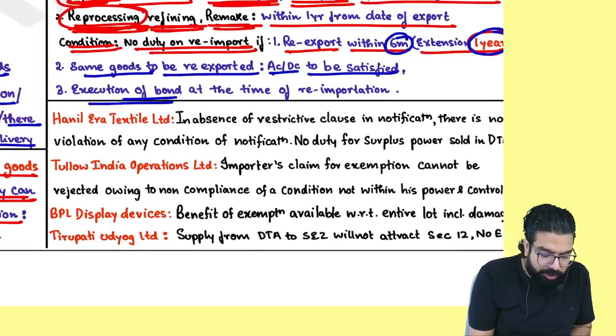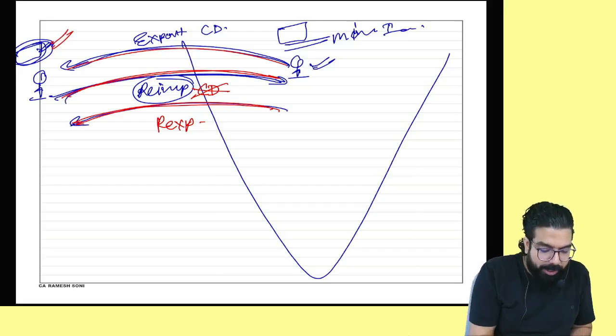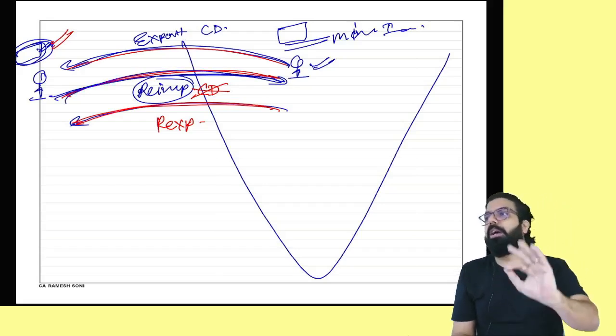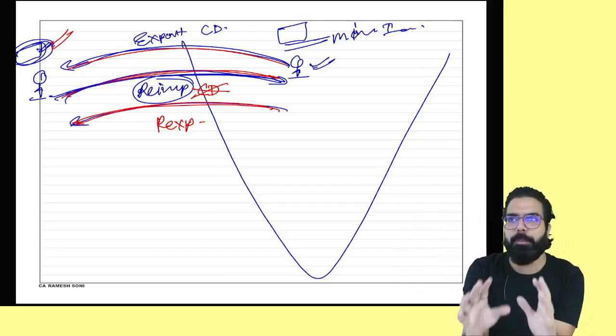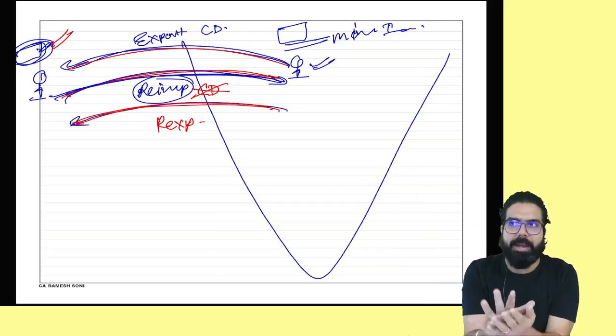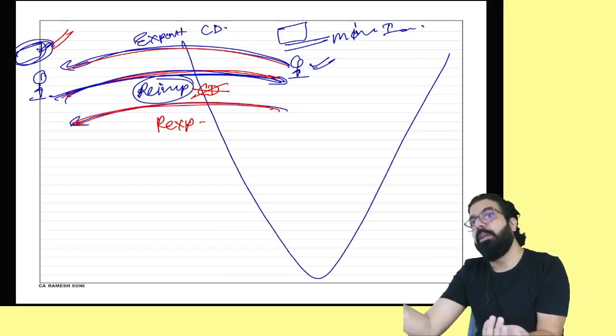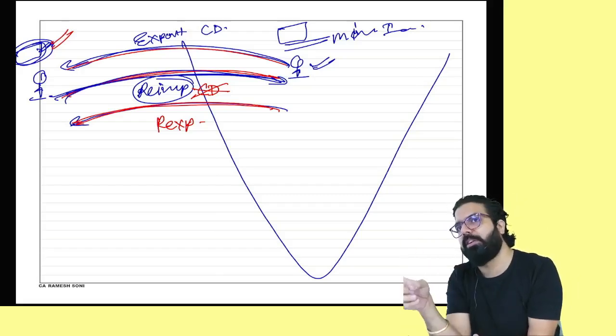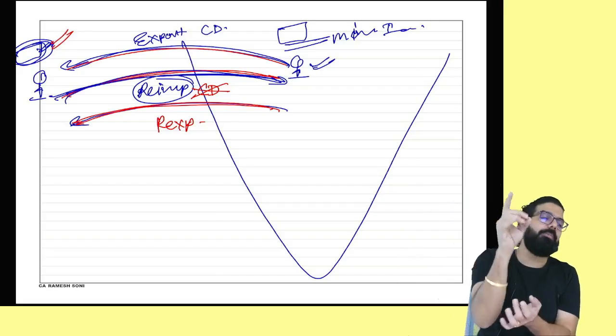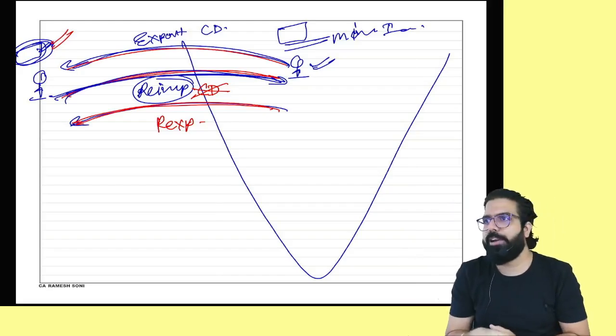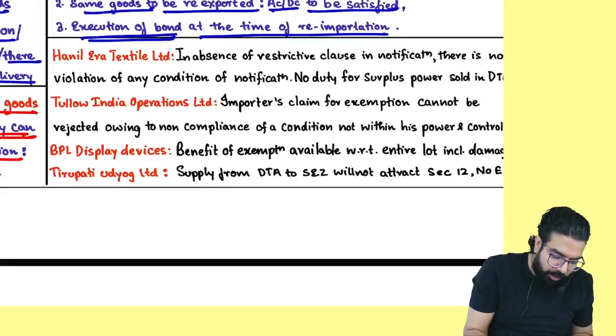And then execution of bond at the time of re-import. When you re-import, you have to give a bond. Sir, I am importing this machine for repairing. I swear I will repair and send it back within 6 months. If I don't send it back within 6 months, whatever custom duty was there at the time of importation, I will pay. This bond you have to give. Is my point clear to all? Everyone over here now. Now the next one.